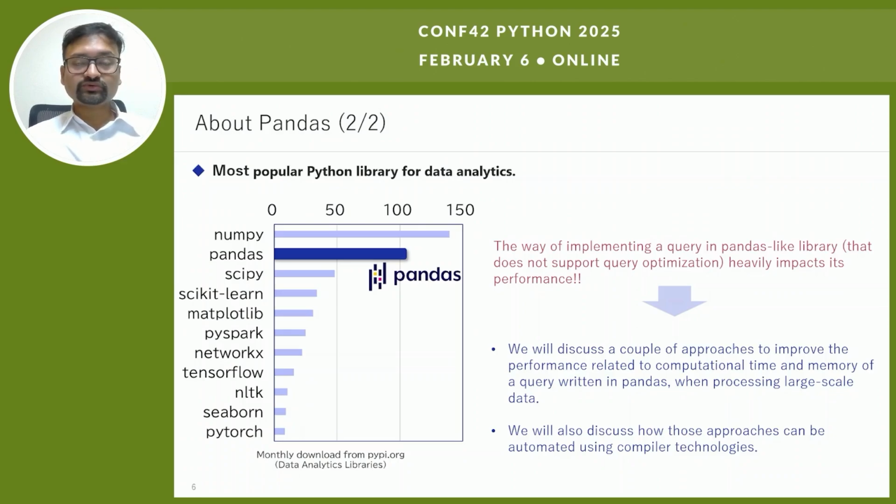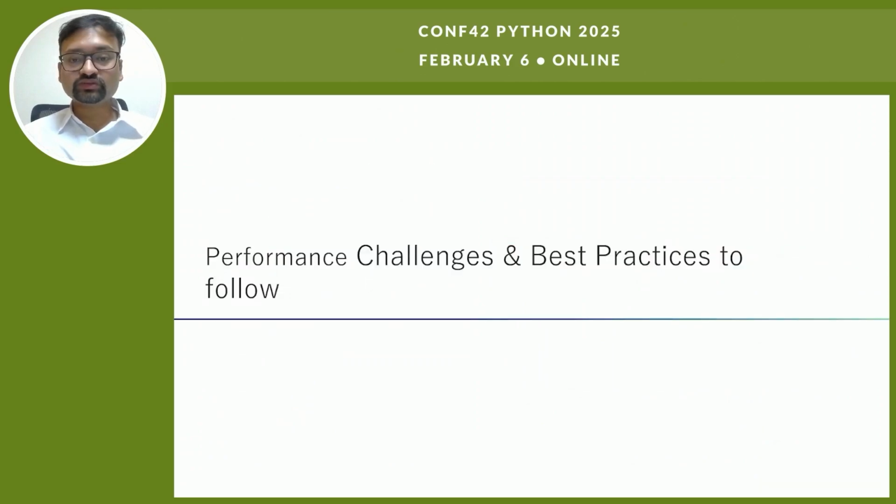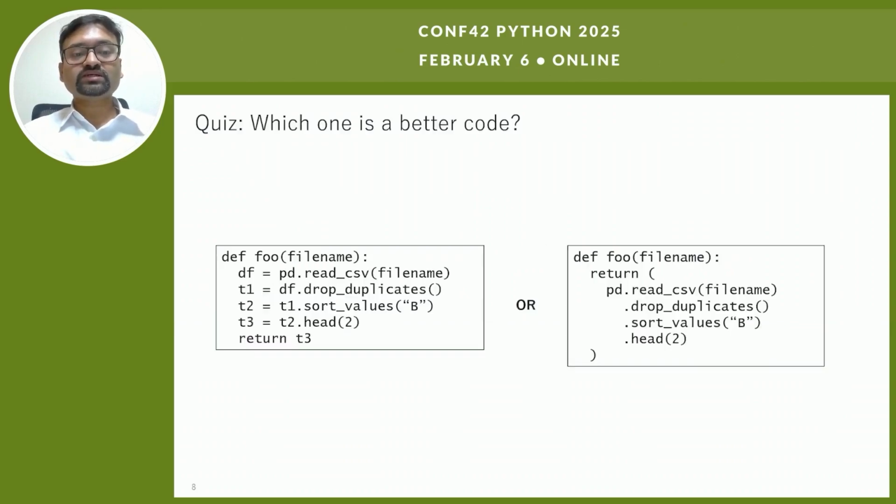So we're talking about some crucial performance issues that are involved in a Pandas program, how to take care of them, and what the automation possibilities are for those cases using FireDucks and other libraries. Going forward, let us understand one by one the best practices and challenges associated with large scale data analysis programs. So with that, let us have a first quiz. Can you identify which one is better code, the left one or the right one?